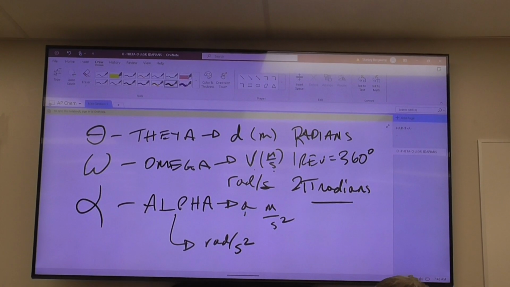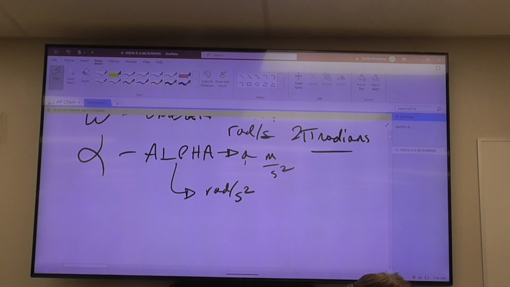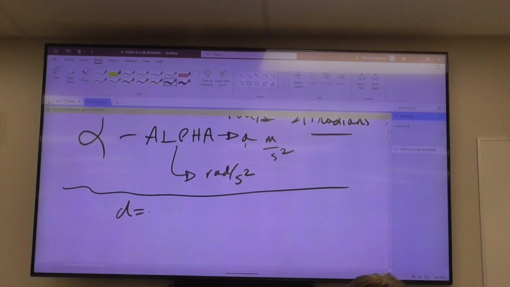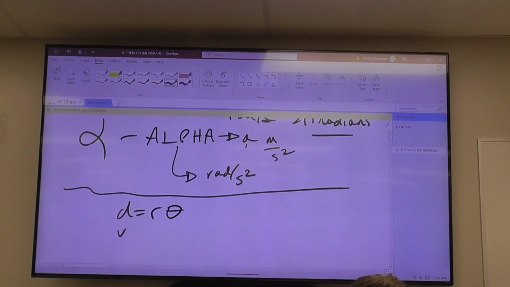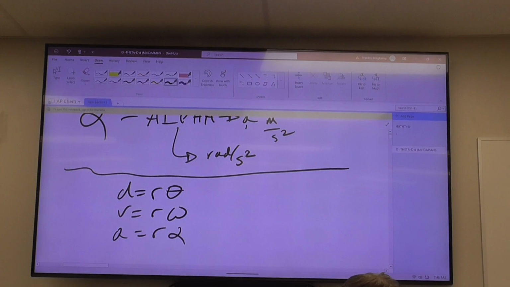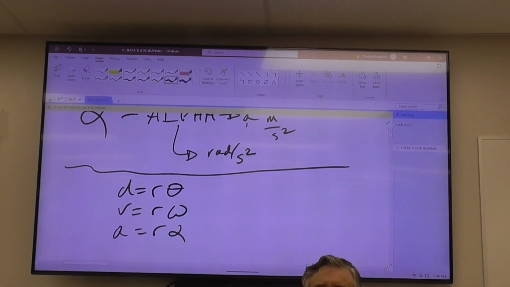Now, there are some crossover equations that allow us to cross this bridge, and they're on the sheets that you've got. So you've got d equals r theta, v equals r omega, a equals r alpha. So what do all of these have in common?